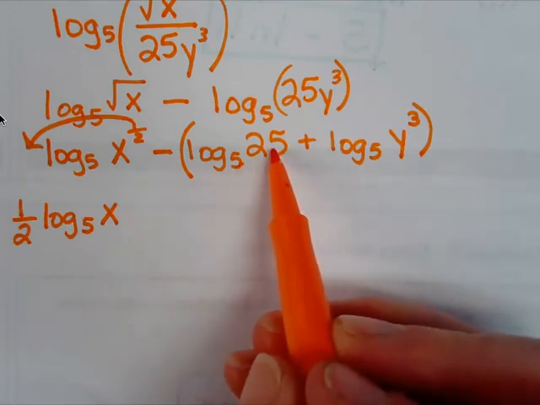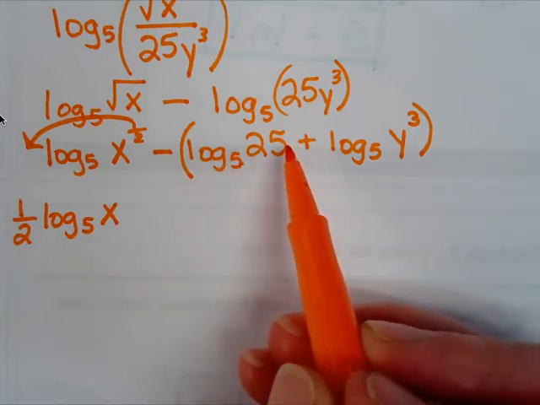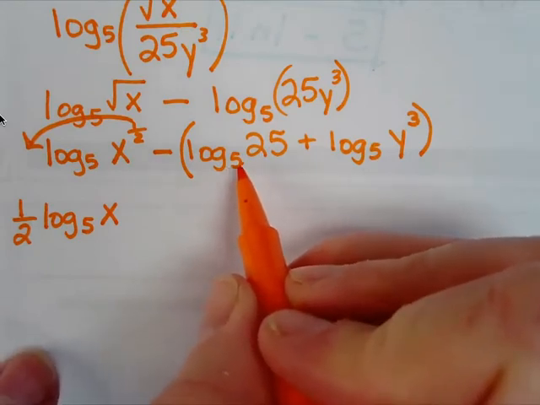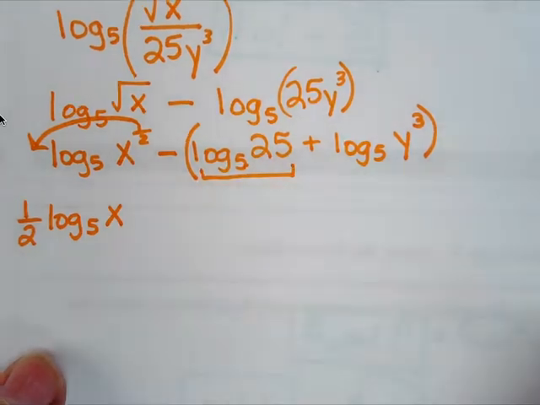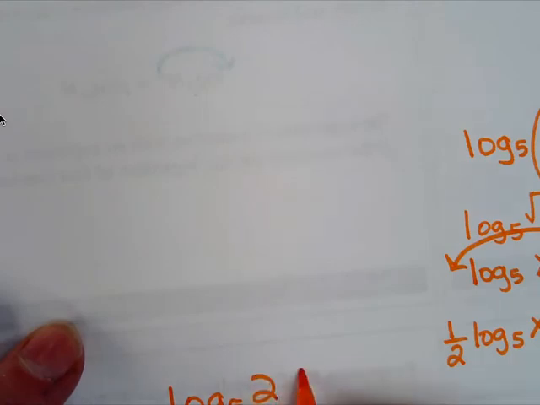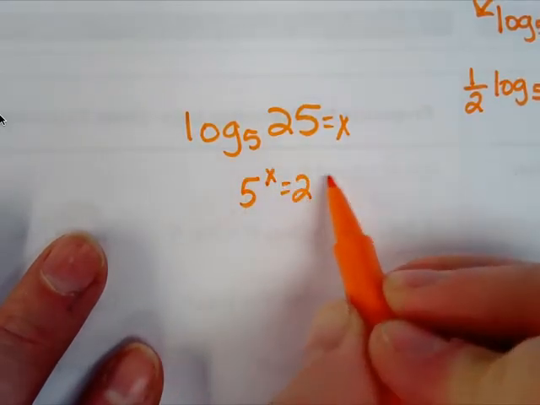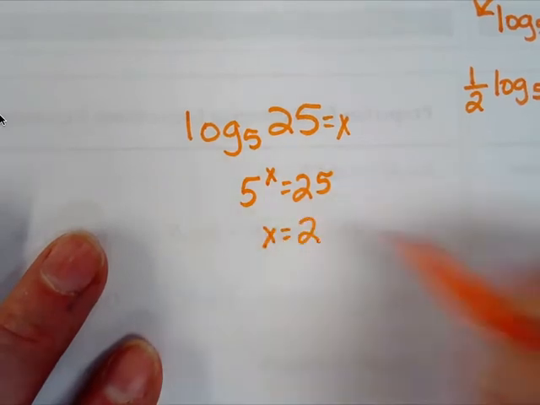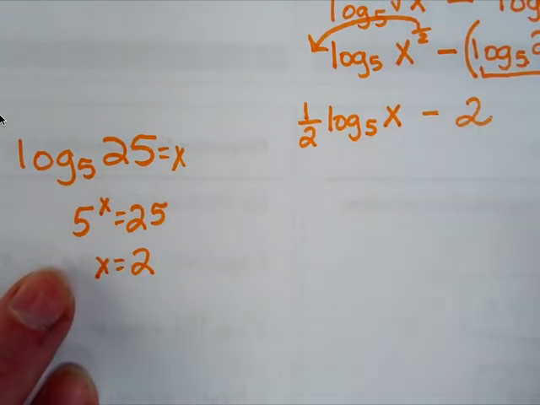Okay, look at 5 and look at 25. They're related to each other, right? Because 5 squared is 25. So this log base 5 of 25 is 5 to the 2 equals 25. So this right here becomes 2. Because if I were to rearrange it, 5 to the x equals 25, like we were doing yesterday. So I would simplify it. 5 to the x equals 25. X equals 2. So that's what I'm going to put right here. So minus 2.